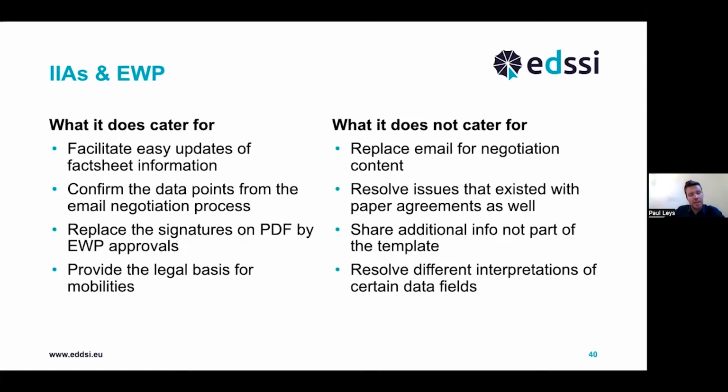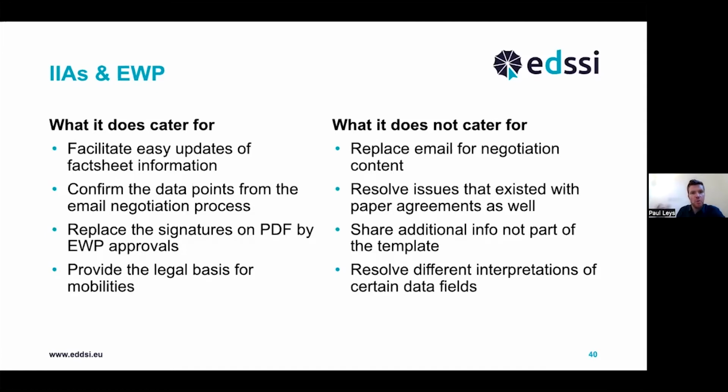So in that regard, it's very important that at the end of this negotiation process, you can confirm the data points via the EWP infrastructure. It also replaces signatures on PDF or on paper copies of agreements by EWP approval, so digital approval processes. And very important, this provides the legal basis for mobility. Issues that existed before with the paper agreements will probably still exist with EWP, because it doesn't solve all the issues we had before.